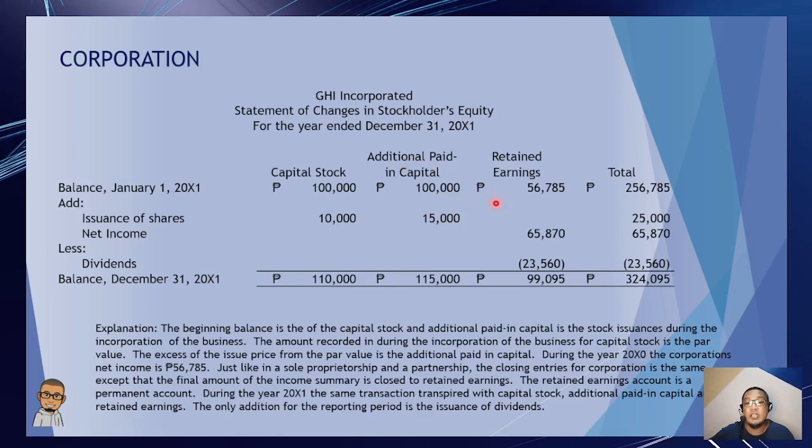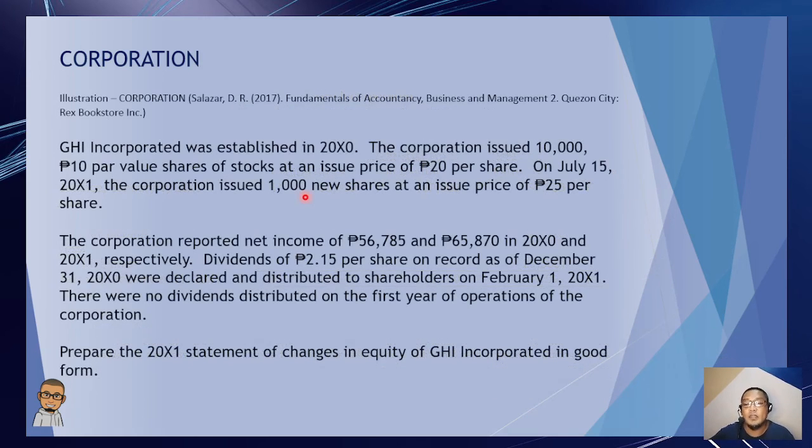Now, the retained earnings from the previous year, lumalabas is 56,785. Okay? So, ito yung total mo. Now, this year, ito yung last year mo nung nag-start yung business, 2020. Now, let's talk about kung ano yung nangyari nung 2021.